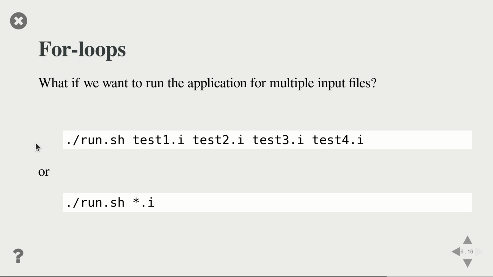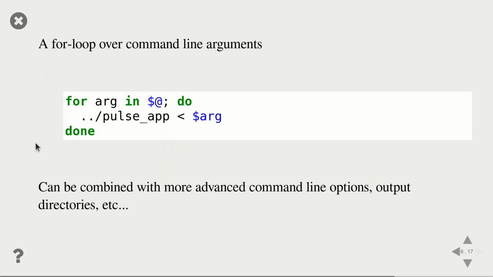So how would you handle something like this? You can simply use a for loop. So you can loop through all the entries in your command line arguments and store the current value as arg. And then you just call pulse arg, where arg is the input. That simply loops through all the command line arguments that you provided.